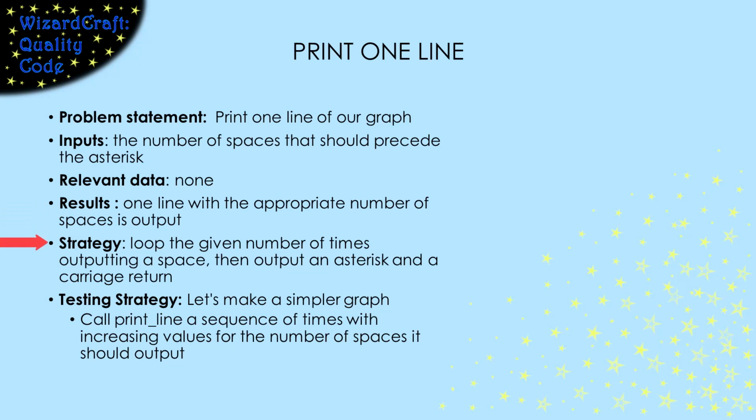My strategy for building this is to have a loop that goes the given number of times, outputting one space each time. Then output an asterisk and a carriage return. Testing this is a little tougher because we need to make sure that it works for a variety of inputs. The easiest thing I could think of for this is to make the main function call printLine a few times, giving it increasing numbers for how many spaces it should output. If that works, we should see a line like this as the output of main.